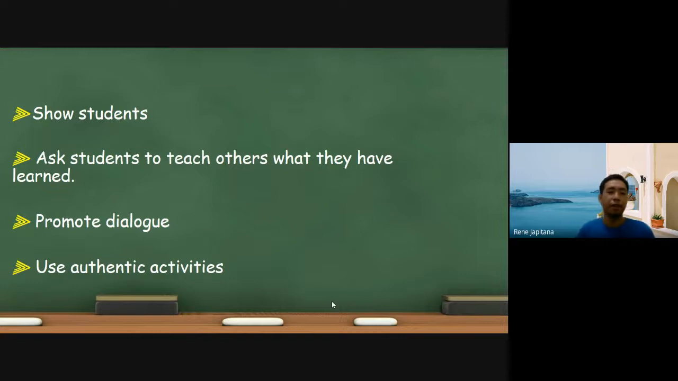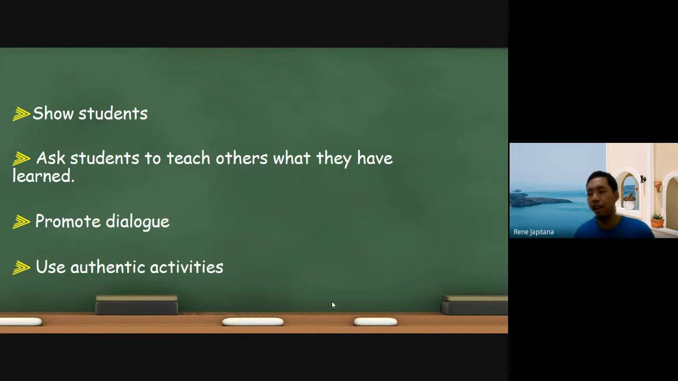Okay. Next is promote dialogue. A very important activity. A dialogue, a conversation, a group activity, or an exchange of ideas and thoughts, a thought-provoking discussion. Encourage them to talk and share their thoughts, ideas, and notions, so that it will promote an intellectual conversation, a sharing of ideas and experiences, and the rest. The next one is use authentic activities.